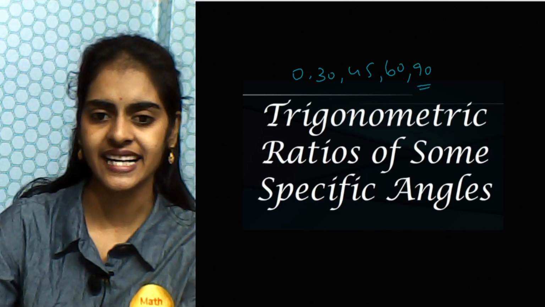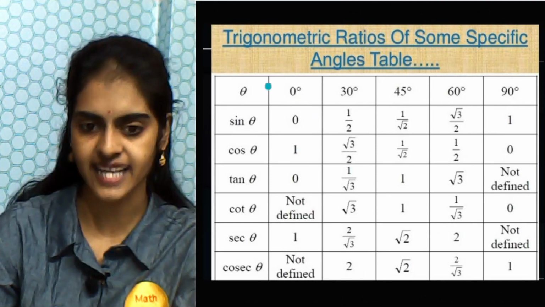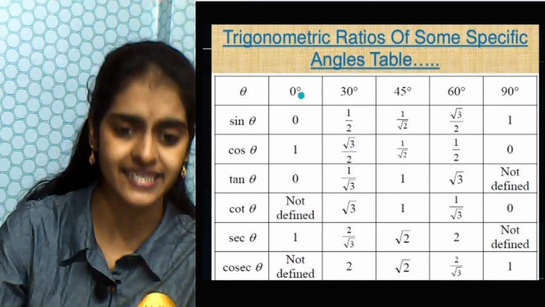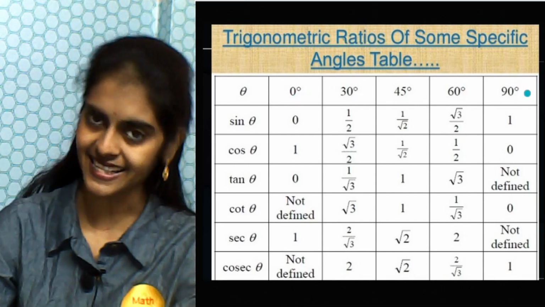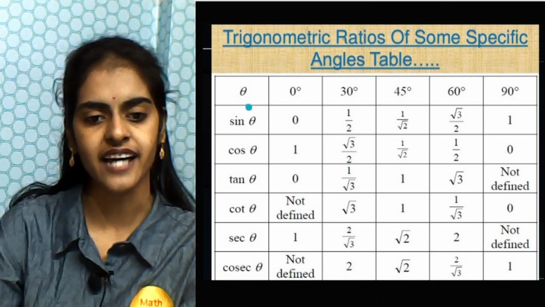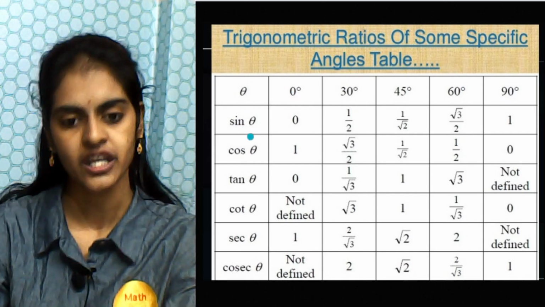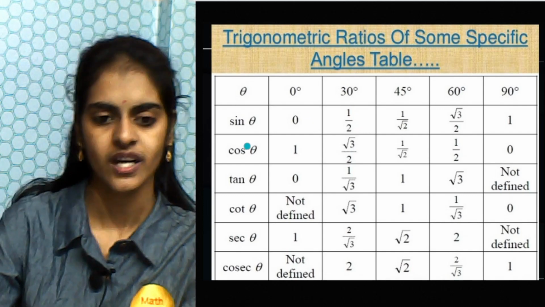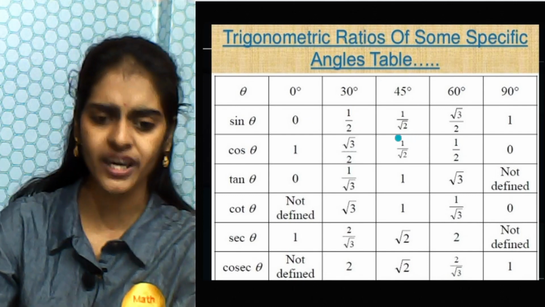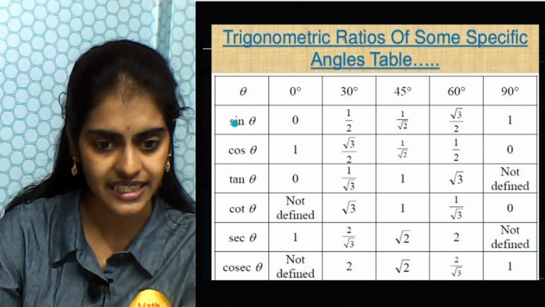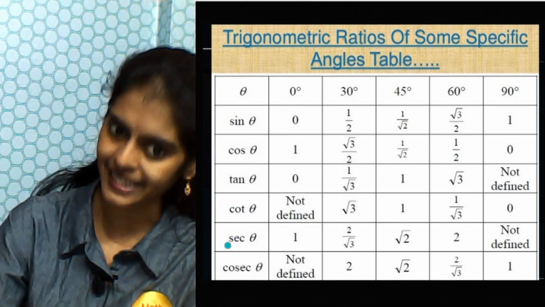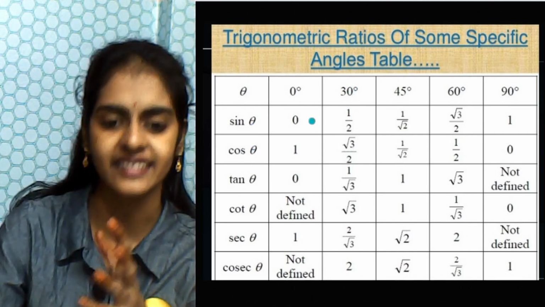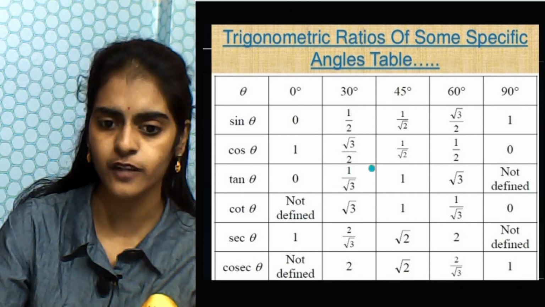Let us first see what this table is all about. Just now I told you we are going to use the angles 0, 30, 45, 60, 90. Let us find the sine of angle 0. Sine of 0 is nothing but 0. Sine of 30 degrees is 1 by 2. Sine of 45 degrees is 1 by root 2. In this way we have values for sine, cos, tan, cot, secant, cosecant with the respective angles. So you will know tan 30 is nothing but 1 by root 3.